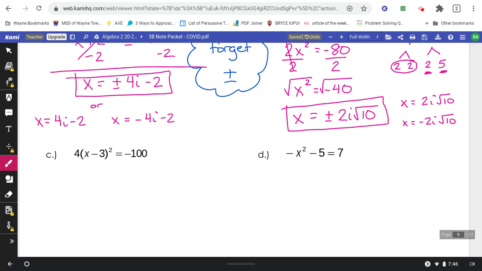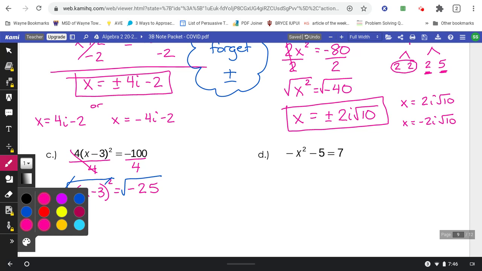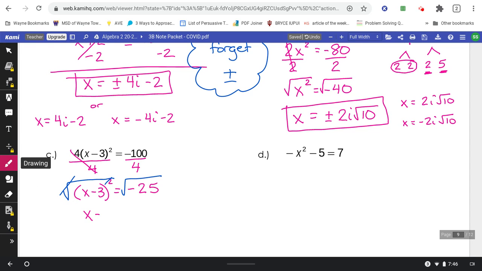Part C. We're going to start by dividing out the 4. Bring down x minus 3 squared. I'll divide the negative 100 by 4 to get negative 25. Now it's time for me to square root. The square root and the square will cancel. And that will leave me with the x minus 3. I no longer need those parentheses anymore, so I'll just leave them off.